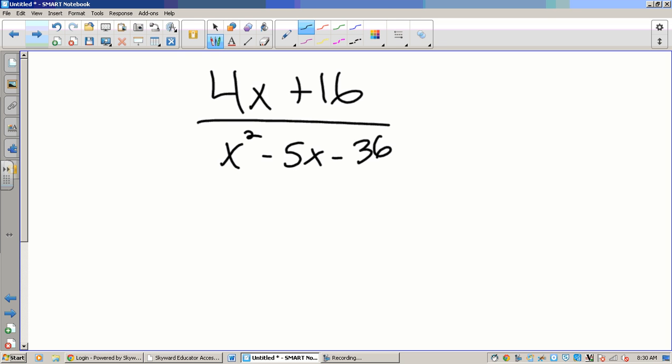Jacob. You can take a 4 out of 4x and plus 16. We can factor out a 4. That's going to be x plus 4. You can divide this by 4 and this by 4. That's factoring. It's just the opposite of the distributive property. Okay. Now, what are we doing here to factor the denominator?